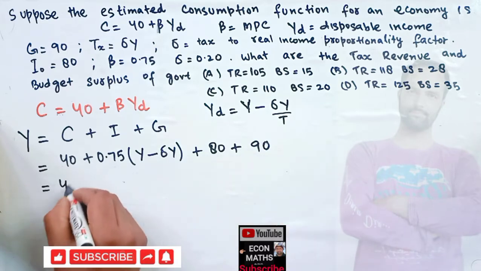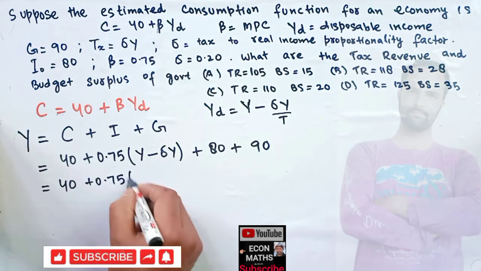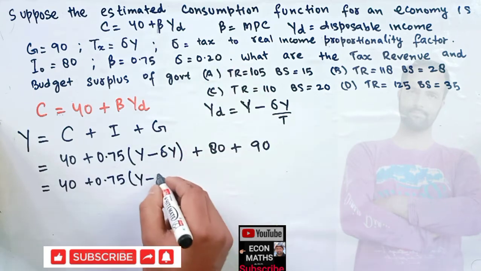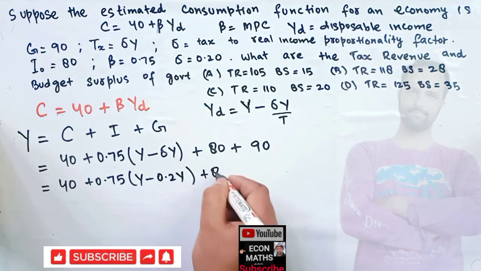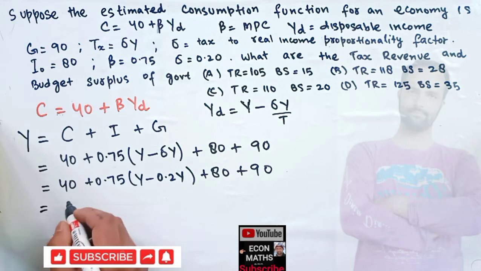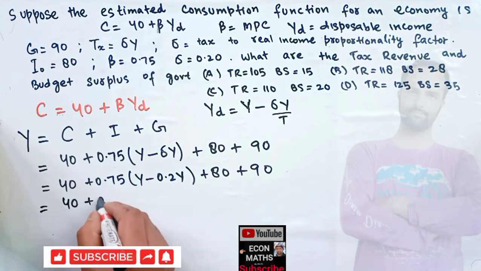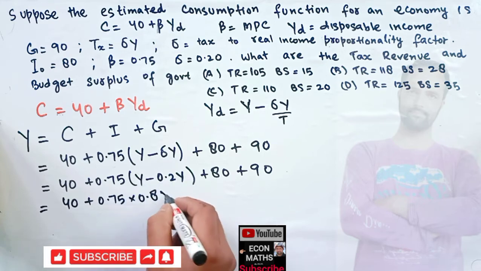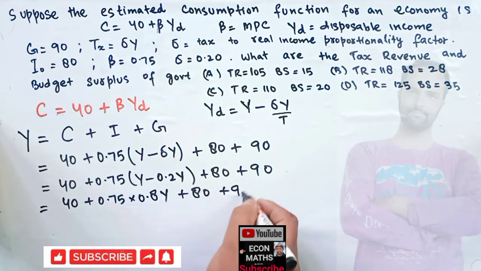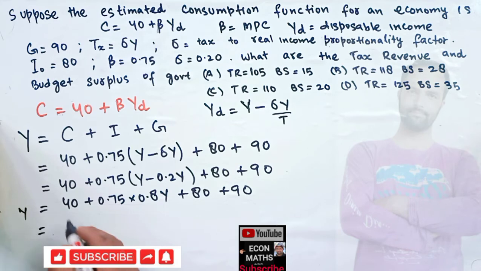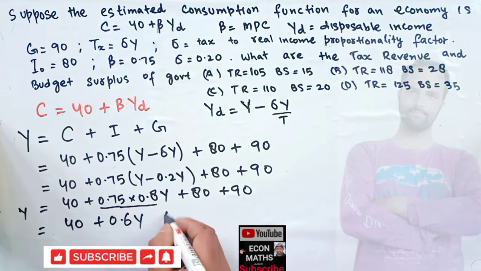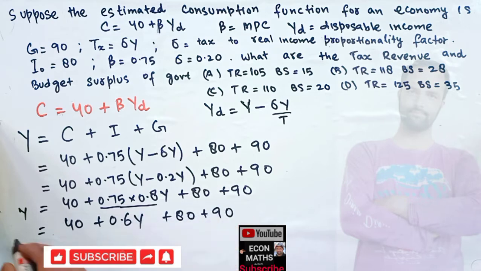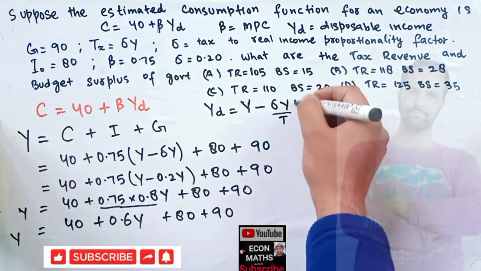If we try to solve this, it is 40 plus 0.75 times (Y minus 0.2Y), plus 80 plus 90. Now if we subtract 0.2Y from Y, we get 0.8Y. So we have 40 plus 0.75 into 0.8, which comes out to be 0.6Y, plus 80 plus 90.